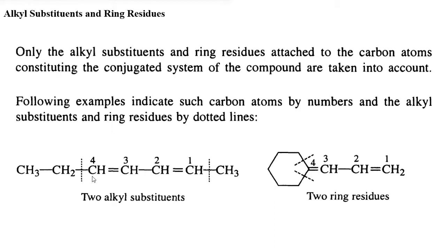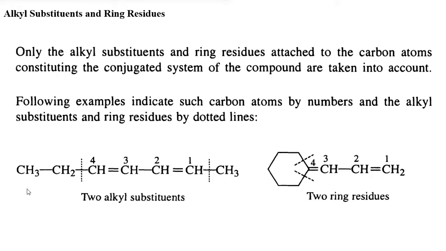Okay, for example, in these two molecules, see this alkyl group, the ethyl group, is connected directly to the conjugated system, and this methyl group is also connected directly to the conjugated system, and hence these are two alkyl substituents. In the case of this molecule, you can see this ring system is connected directly to the conjugated system, and the ring residues connected to this conjugated system are these two, indicated by these dotted lines. There are two ring residues present in this molecule.